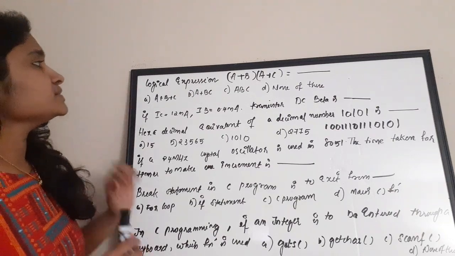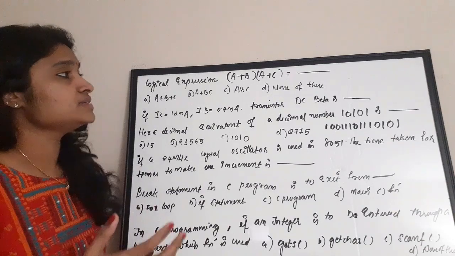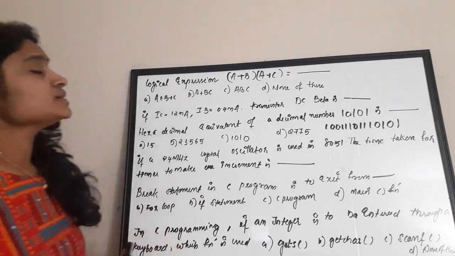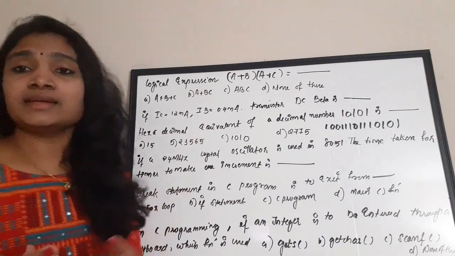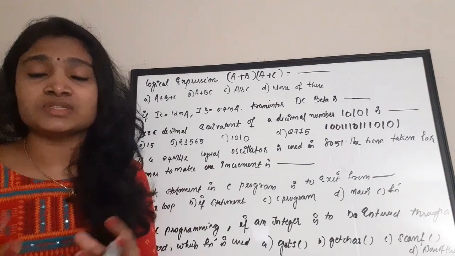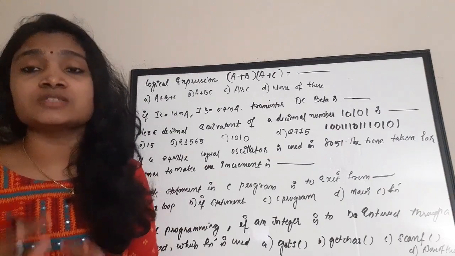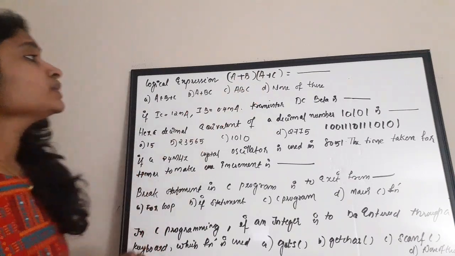The first question is, logical expression (a + b)(a + c) is equal to dash. That is, what is the simplified version of this logical expression? In the technical assistant question papers, at least one logical expression or circuit simplification in digital electronics will be present. So this area is very important.